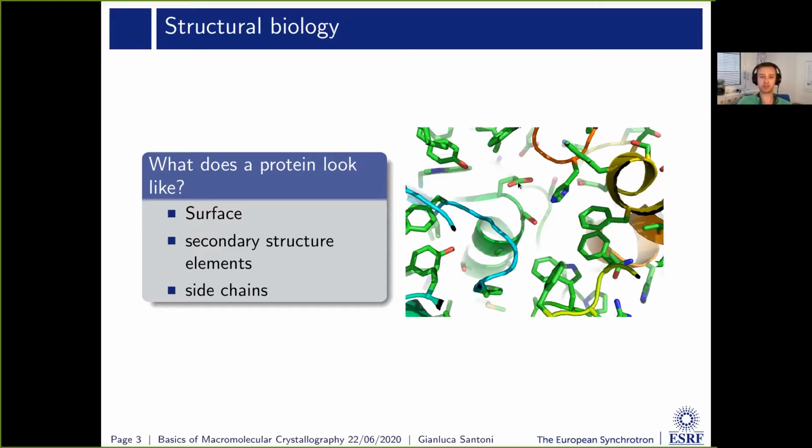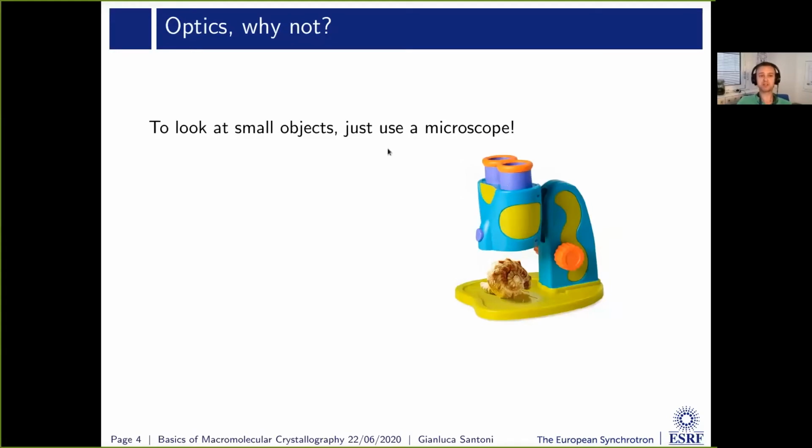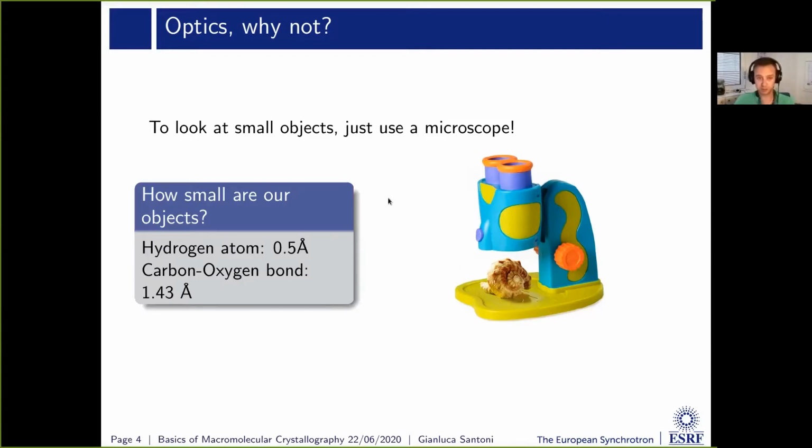So first question, how big is an atom? And first and foremost, to look at small objects, we obviously can use a microscope. But yeah, how small is the object we want to look? A hydrogen atom, to start with, its ground state has a radius of 0.5 angstrom, which is 5×10 to the minus 11 meters. So it's quite small. And more relevant probably for protein structure is the carbon-oxygen bond, which has a theoretical length of 1.43 angstrom.